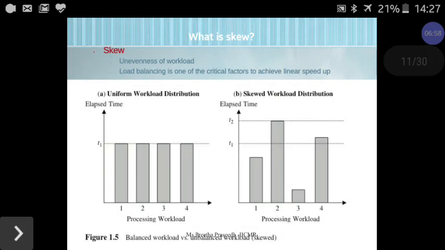And skew, hope you remember skew. It is one of the three factors affecting scale up and speed up. In the last video I explained them: the startup cost, interference and skew. Skew means if I have a lot of processors available and the data is not distributed equally, and some processors are slower to complete the task, then overall execution depends upon that slowest processor. So that is called skew. Here unevenness of workload, or load balancing, is one of the critical factors to achieve linear speed up. Here two images show uniform workload distribution and skewed workload distribution.